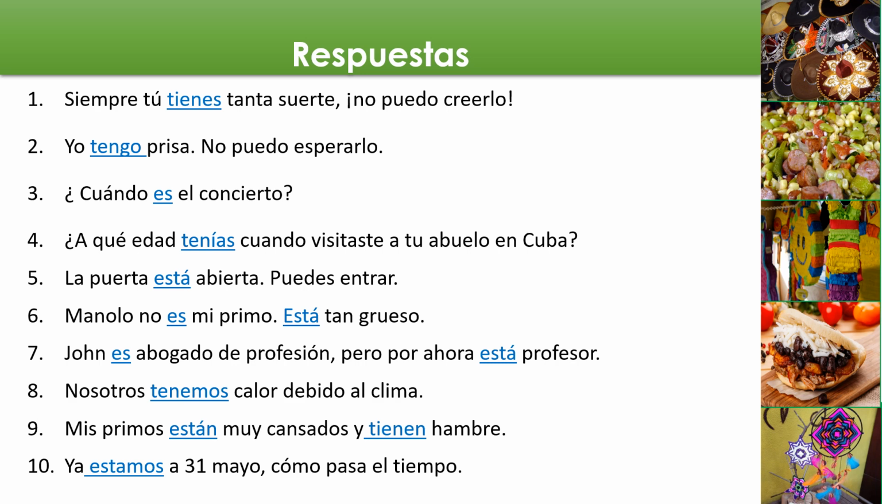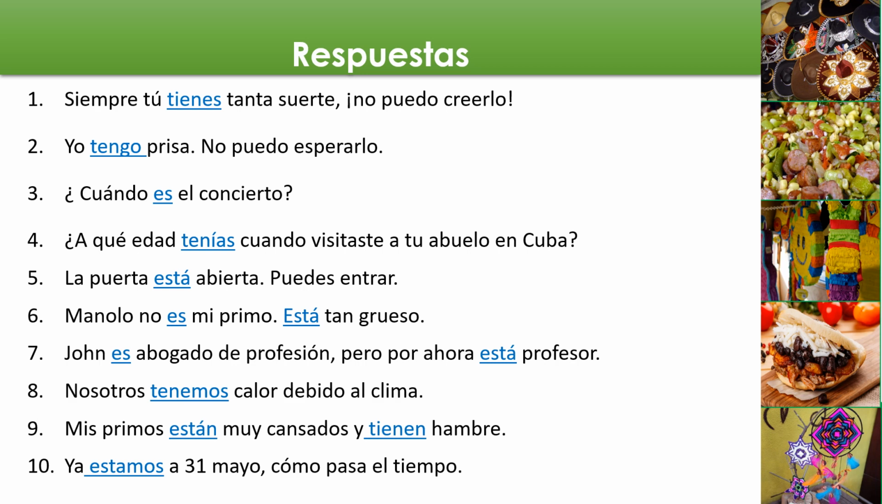Está tan grueso. John es abogado de profesión, pero por ahora está profesor. So we see a temporary condition here. John is not a teacher by profession, right? So it's not safe to say es profesor. He is just working as a teacher for now. He's not a teacher. Okay? So we say está profesor en este caso.